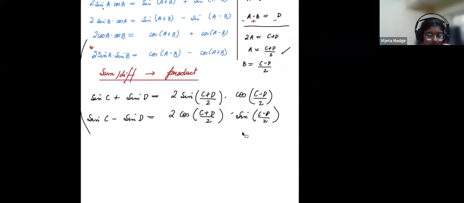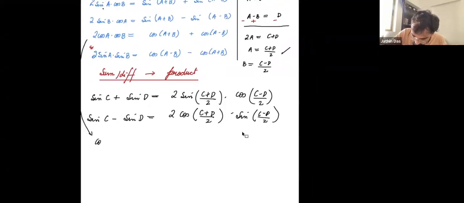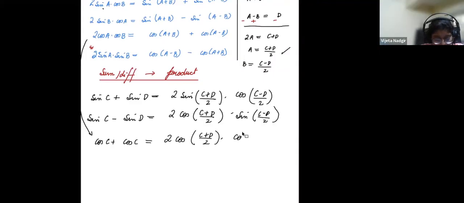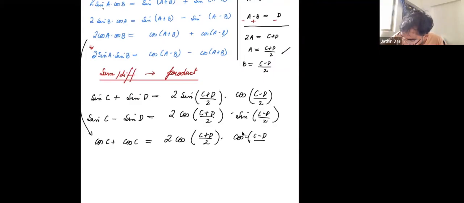Okay. Then what about this? Cos c plus cos d will be 2 cos. Both will be cos only. C plus d by 2 into cos c minus d by 2.